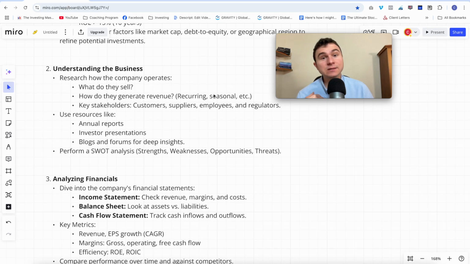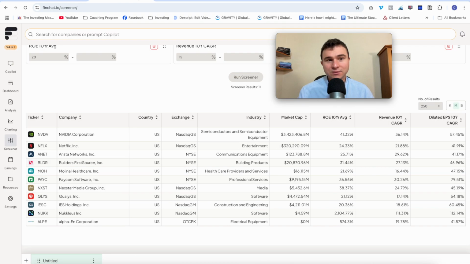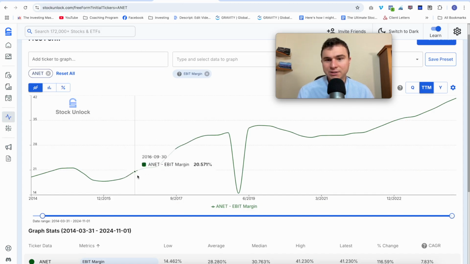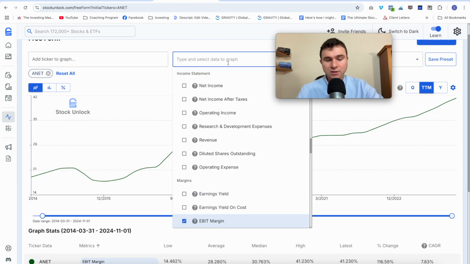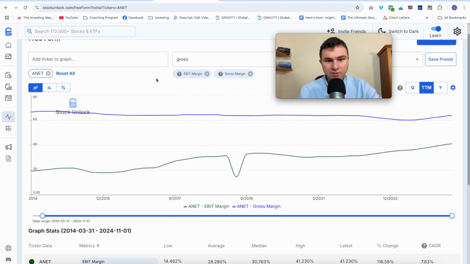I only invest in boring businesses, simple businesses, consistent businesses. So I don't like to see this kind of volatility of margin. I want to see what happened first. But with EBIT margins up and to the right, the business is getting more efficient. You see, compared to gross margin going down, EBIT margin is going up.